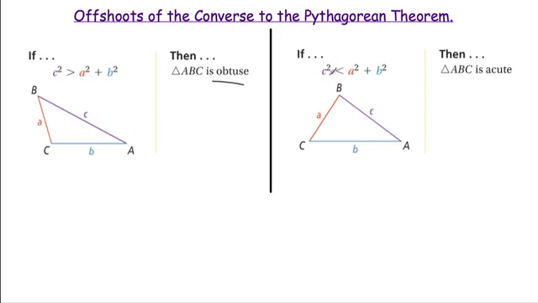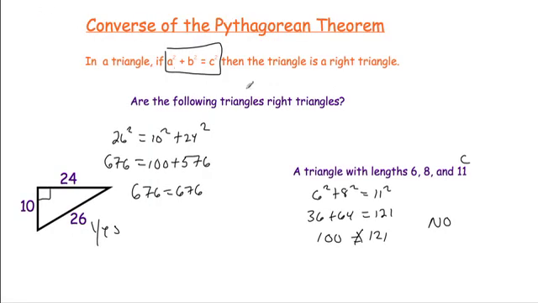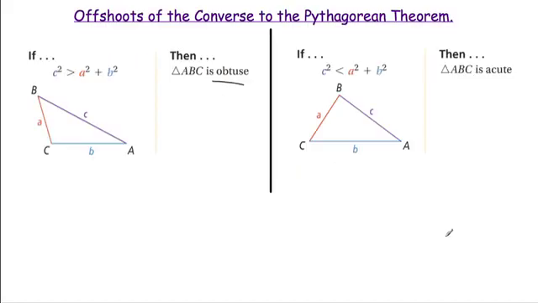Likewise, if c squared is less than a squared plus b squared, then we have an acute triangle, so all three angles are less than 90 degrees. So let's take a look here. Over here, we had c squared bigger than. So when c squared is bigger, that means this is going to be obtuse. Okay? See if we can try another one.